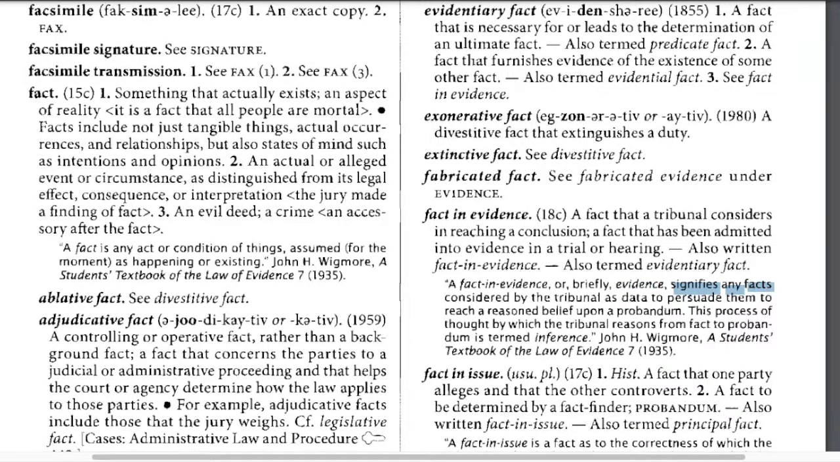Signifies any facts considered by the tribunal as data to persuade them to reach a reasoned belief upon a probandum. This process of thought by which the tribunal reasons from fact to probandum is termed inference. What the heck is probandum? We'll have to look that one up right now. So, probandum.